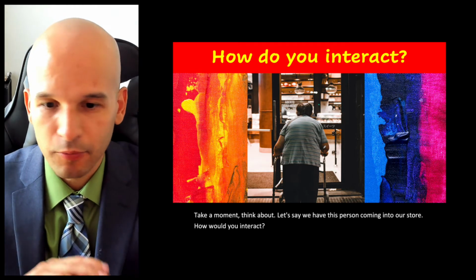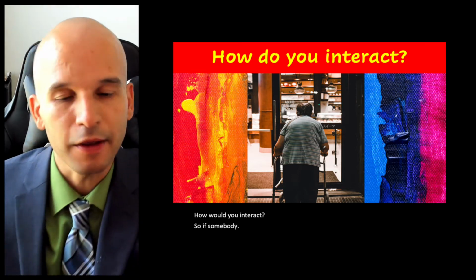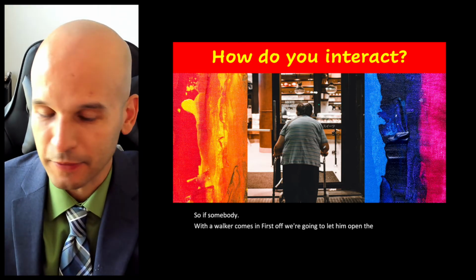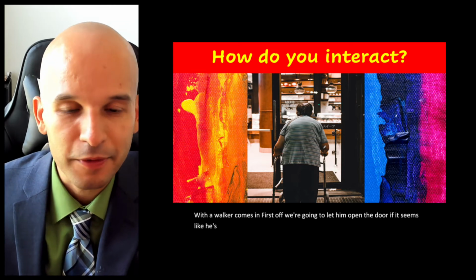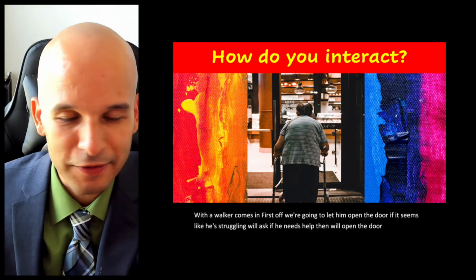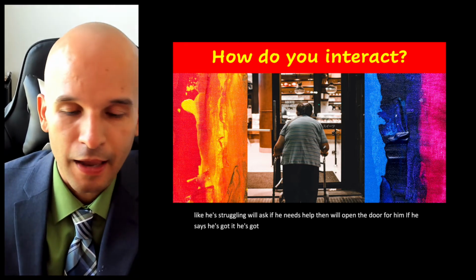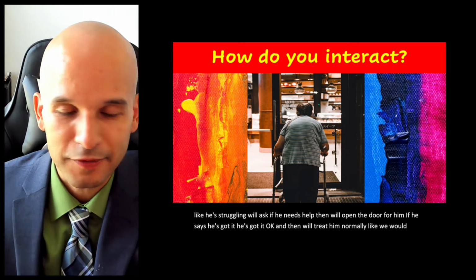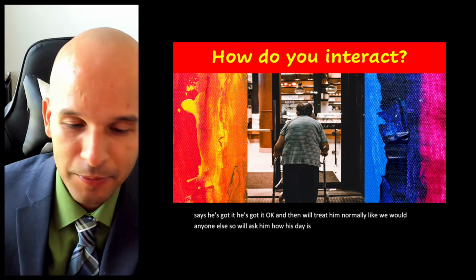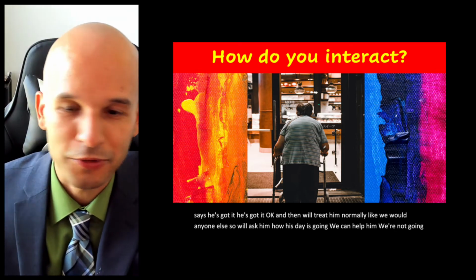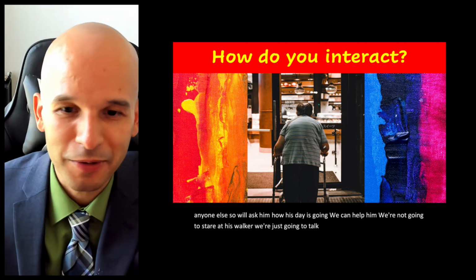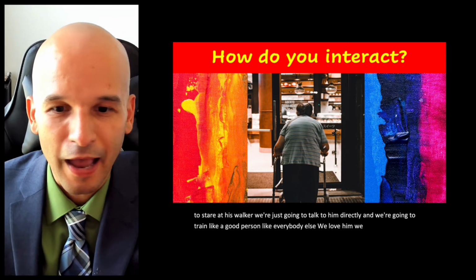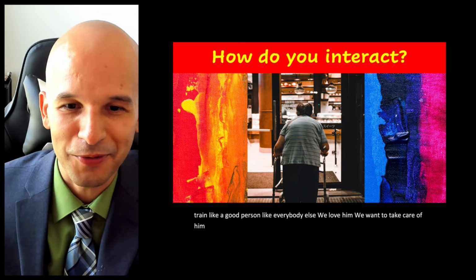So if somebody with a walker comes in, first off, we're going to let him open the door. If it seems like he's struggling, we'll ask if he needs help. Then we'll open the door for him. If he says he's got it, then he's got it. Okay. And then we'll treat him normally like we would anyone else. So we'll ask him how his day's going, how we can help him. We're not going to stare at his walker. We're just going to talk to him directly. And we're going to treat him like a good person, like everybody else. We love him. We want to take care of him. And we're going to be respectful.